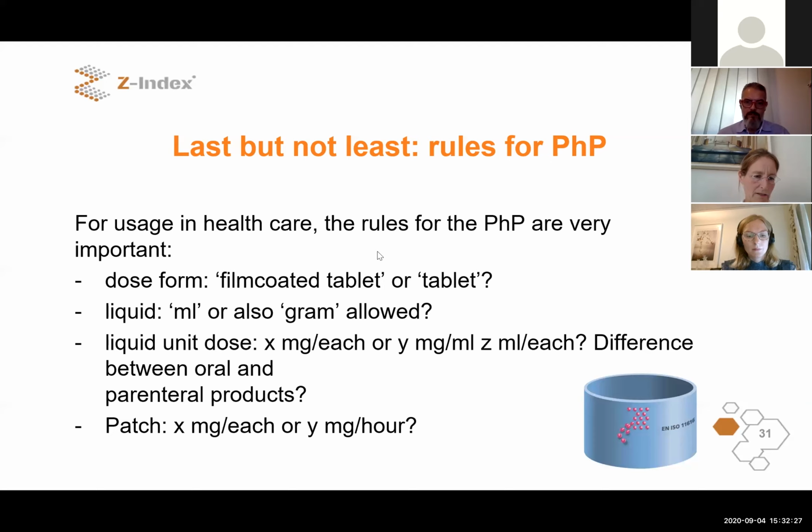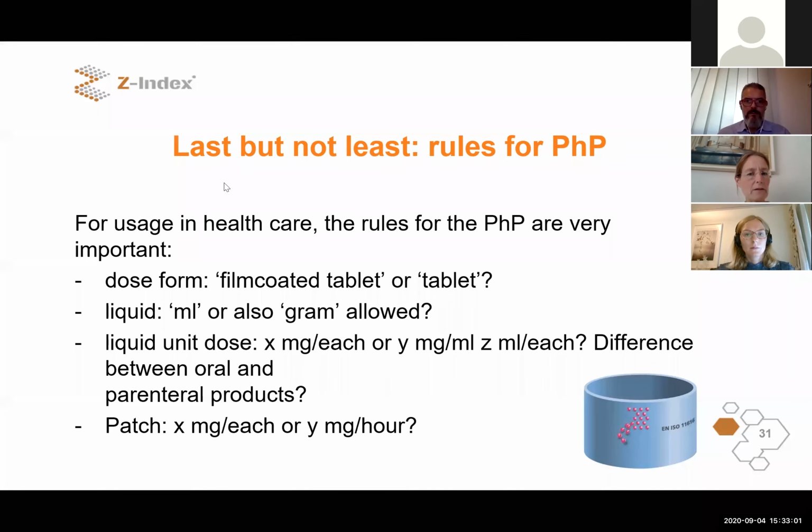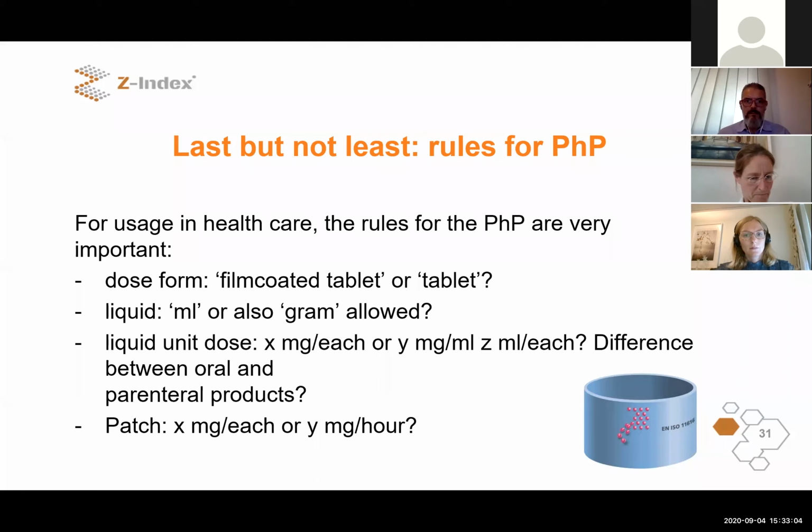And another example is the patch. Do you express it as X milligram per each, or do you say no? For healthcare, it is important to know the rate, how many milligram per hour. So we express a patch in the unit milligram per hour. And there are many other things of this type that are important for healthcare. How are the drugs expressed? So what are the rules for the PhP in order to make it useful for usage in healthcare?